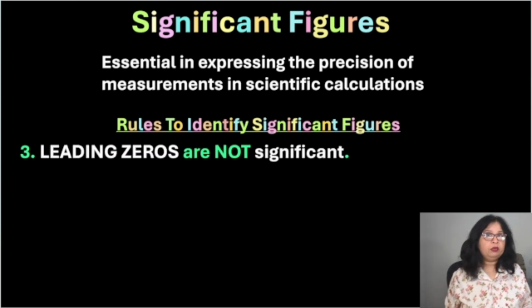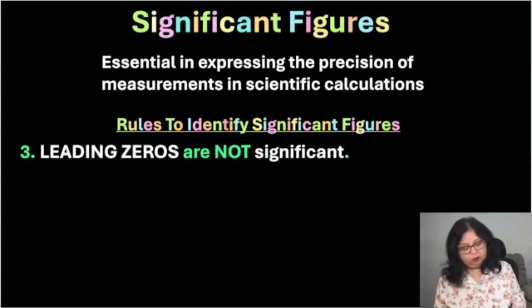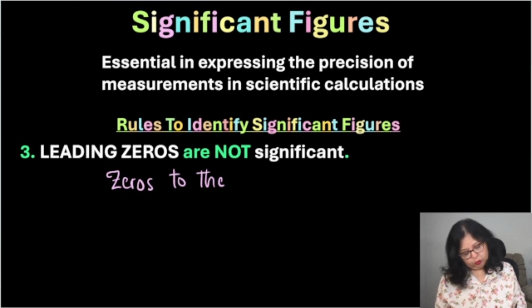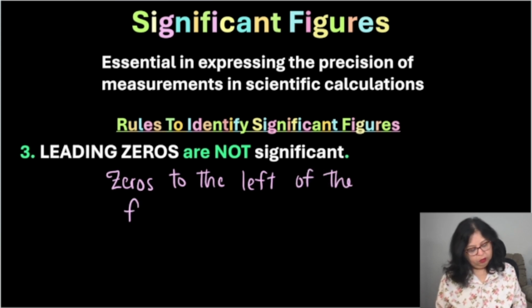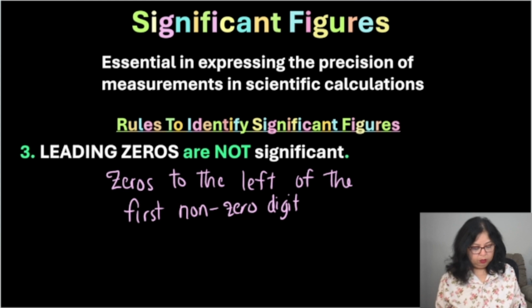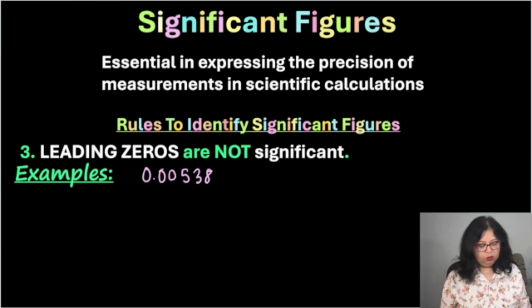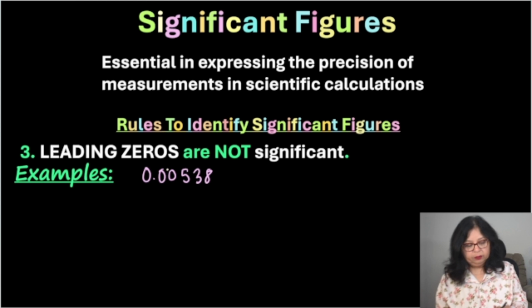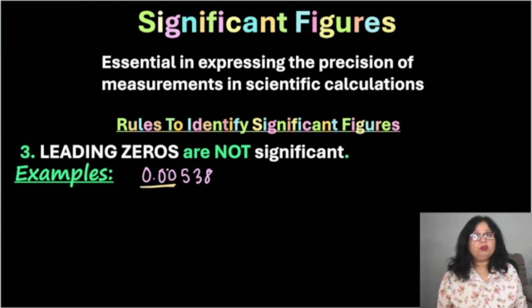Rule number 3 is leading zeros are not significant. So what are these leading zeros? These are zeros to the left of the first non-zero digit. Example, 0.00538. These zeros here, these are to the left of the first non-zero digit, which is 5. So these zeros are non-significant.